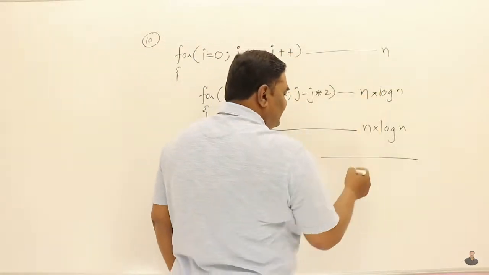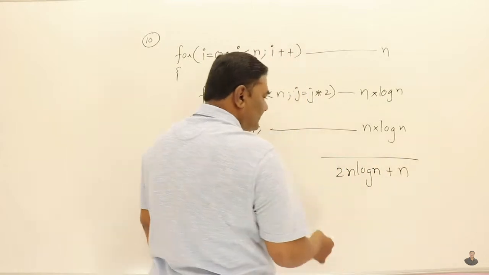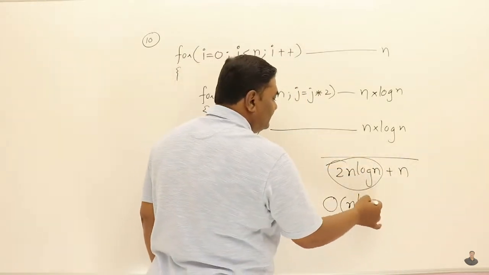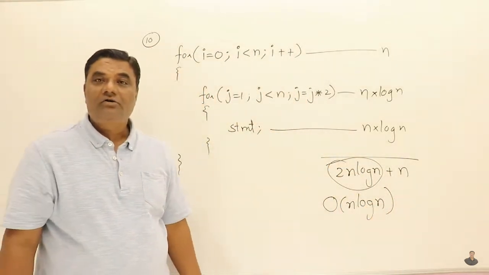Now total how much? 2n log n plus n. So the highest term is this one. So this is order of n log n. So the time complexity of this one is order of n log n.